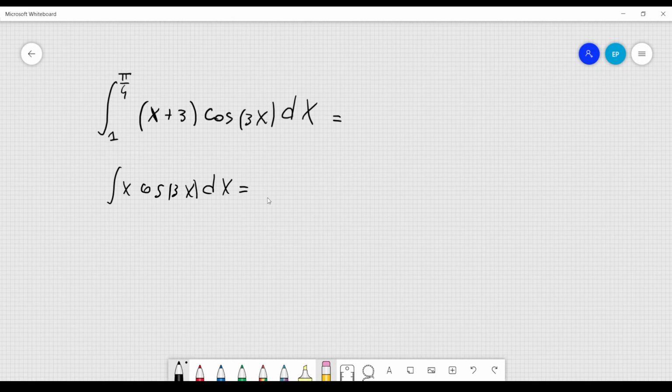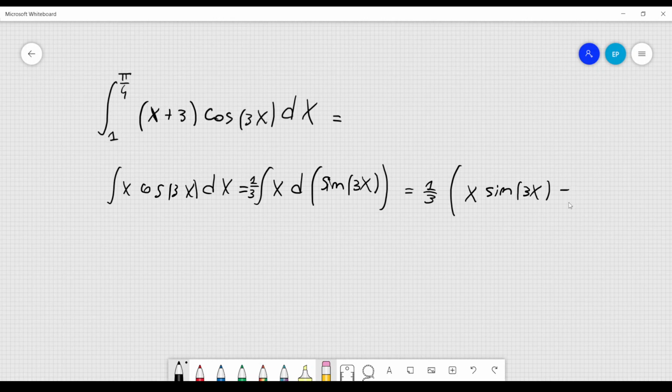by parts. So we have the integral of x, and then we can rewrite this as the differential of the sine of 3x divided by 3. So we can put 1/3 here, because the differential of the sine of 3x is cosine of 3x times 3. So this factor of 1/3 is required. And then we get 1/3 times x times the sine of 3x minus the integral of sine of 3x dx.